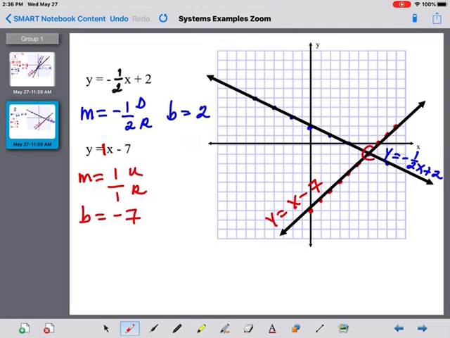And lastly, I want to identify my solution. So from the origin, I'm counting to the right. So I'm at +6. And have to go down 1 graph line, so my y value would be -1. So my solution for that system would be 6, -1.